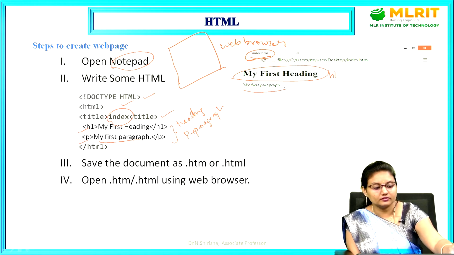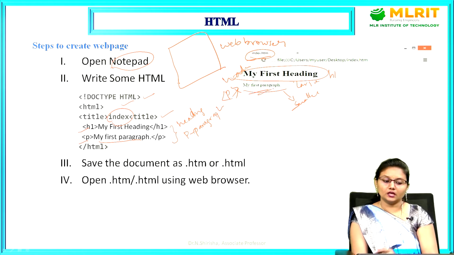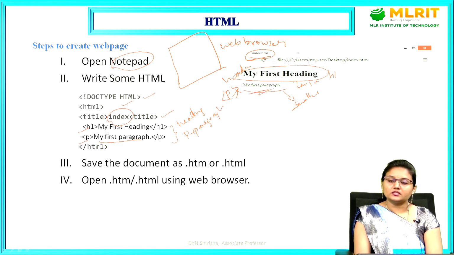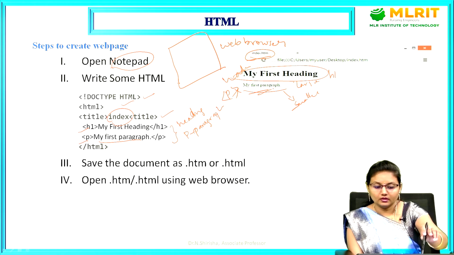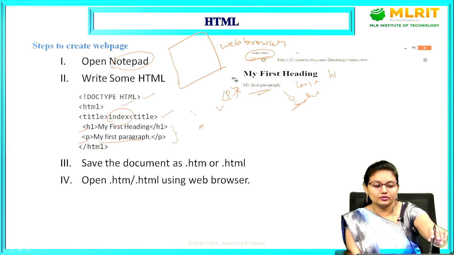My first paragraph. See the font difference? So here font style will be the larger one and here it is a smaller one. But here this is not a heading, this is heading. So that's why we are giving it as a paragraph tag with a basic text size it will be displayed. Okay. So this is the way to write a program.